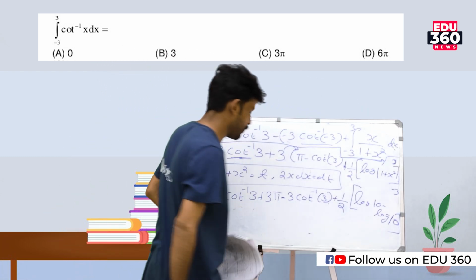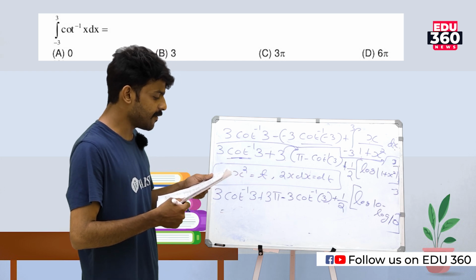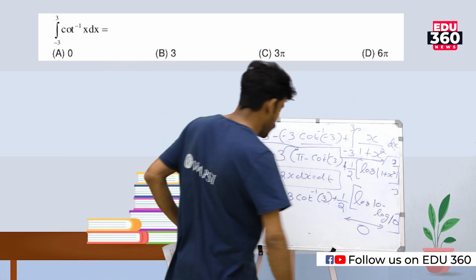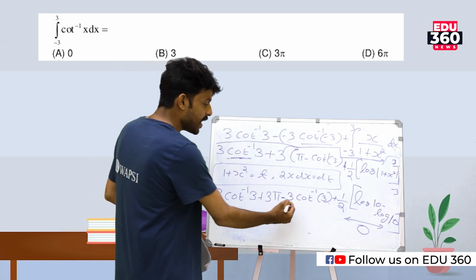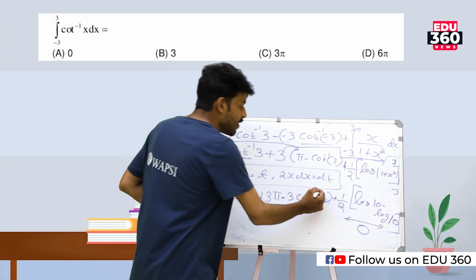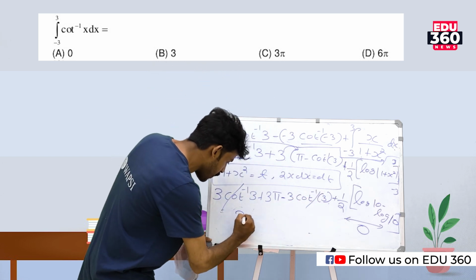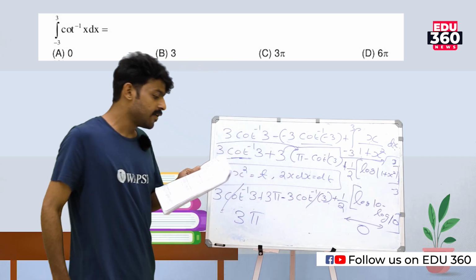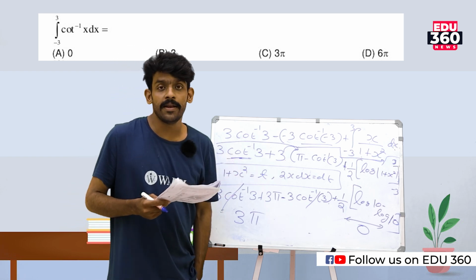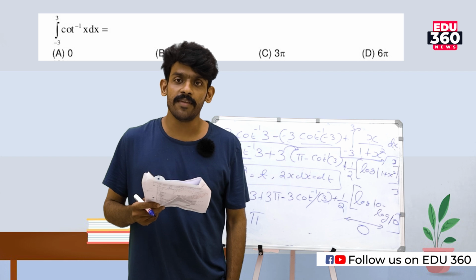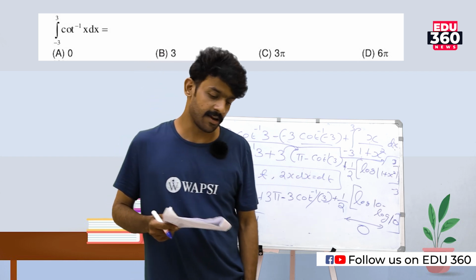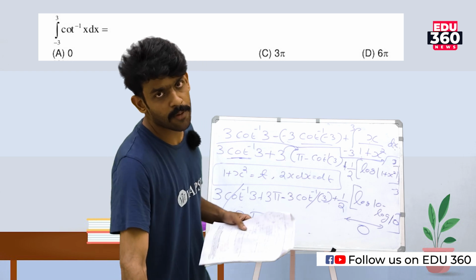In the next step, log 10 minus log 10, we know that the value is 0. And just look here, minus 3 cot inverse 3, and here it is positive 3 cot inverse 3. So we can cancel this, and the remaining is 3 pi. So for this question, the integral of minus 3 to 3 cot inverse x dx, the correct answer is option C, that is 3 pi. Yes, so we can move to the next one.